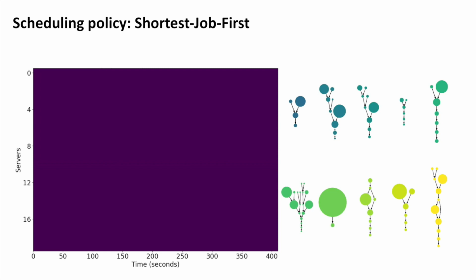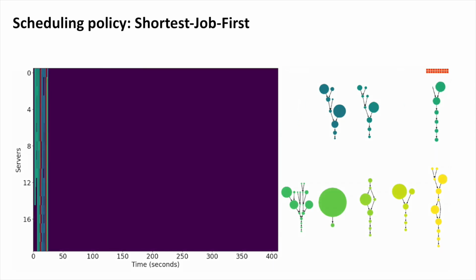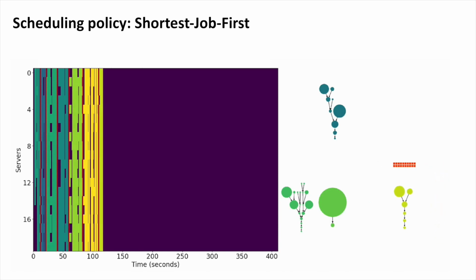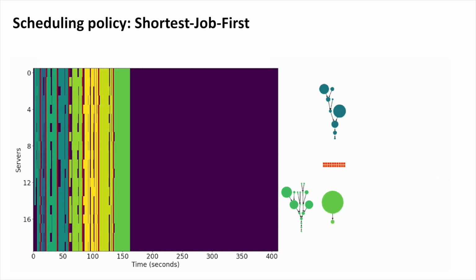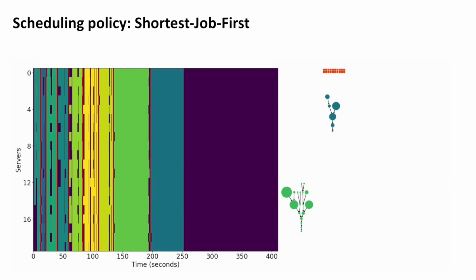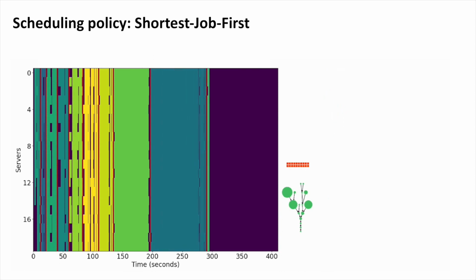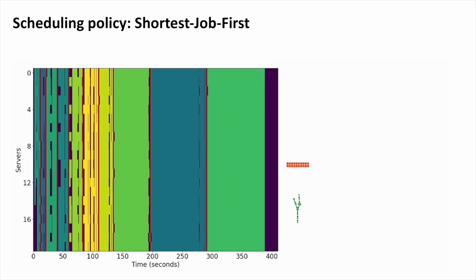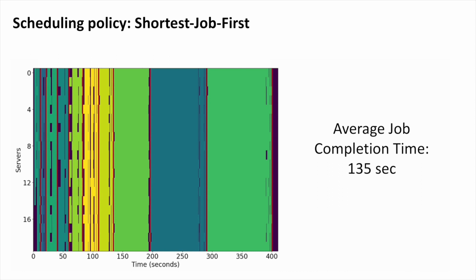Now let's have a look at shortest job first, which reorders the execution based on the total work of the job, and it assigns all the servers to a job at a time. Even though this is a very simple heuristic, just by finishing small jobs quickly early on, this already improves the average job completion time by almost a half compared to the FIFO scheme. At the end, the average job completion time is 135 seconds.